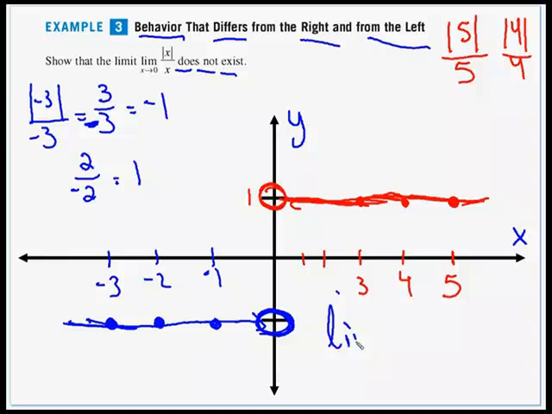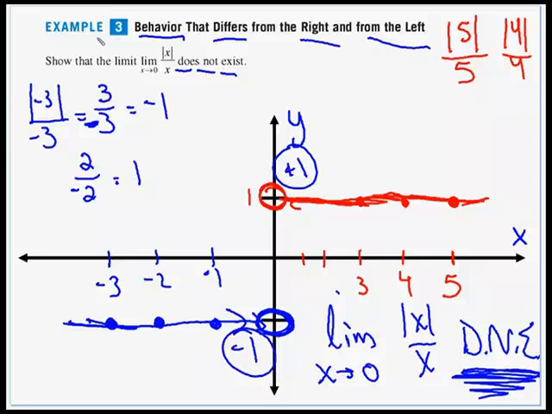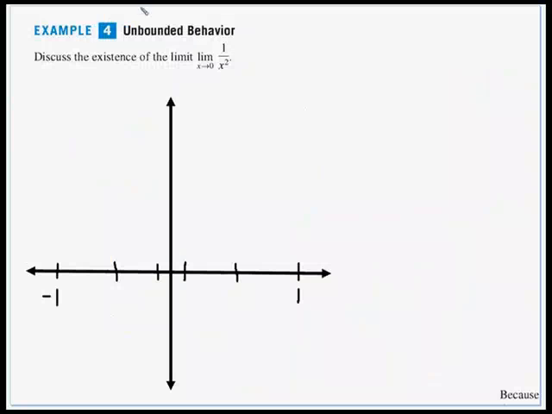The limit as x approaches 0 of the absolute value of x over x, DNE. It does not exist. The limit from the left and the right have to be the same. Again, as we're approaching here from the left, we're approaching negative 1. As we approach from the right, we're approaching positive 1. Those numbers are different, so the limit itself does not exist. That's our first instance where the limit fails to exist.